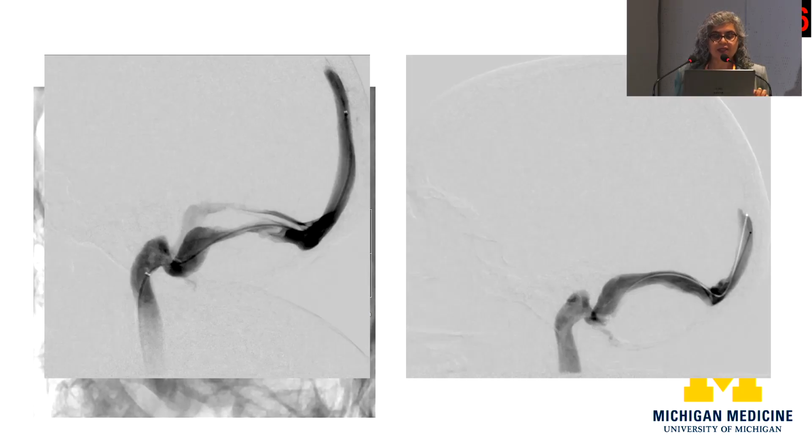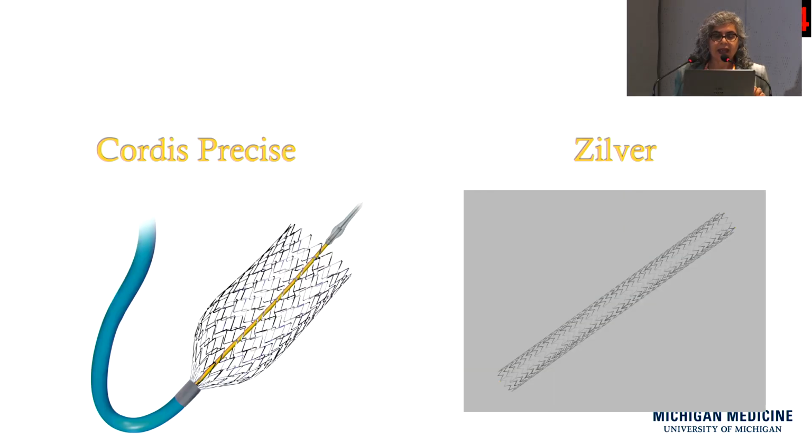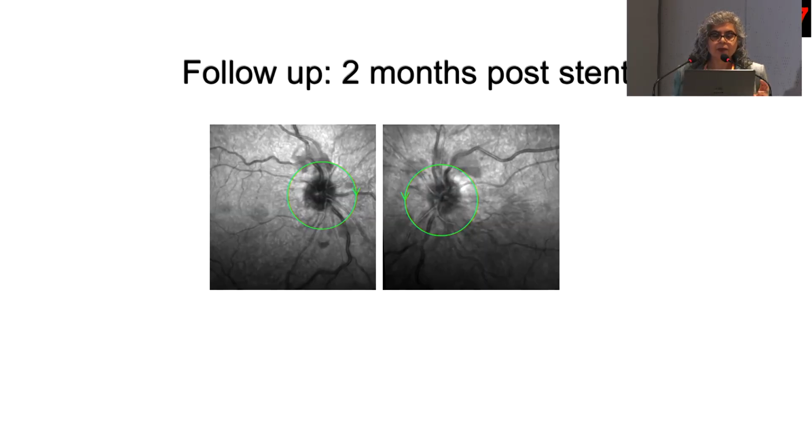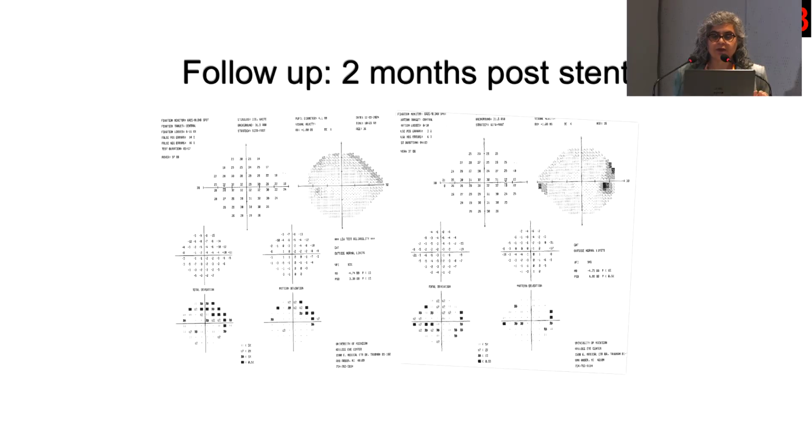And the 2 stents that are commonly used in our setting are the Cordis Precise and Zilver. And both are not really designed for the venous sinuses. They are used in other vascular procedures, but can be used for venous sinuses. At follow-up 2 months post-stent, she has resolved papilledema. She could come off the medication. Her visual field has improved.